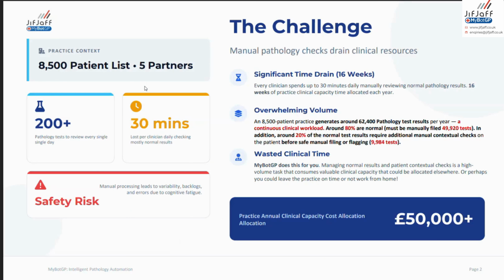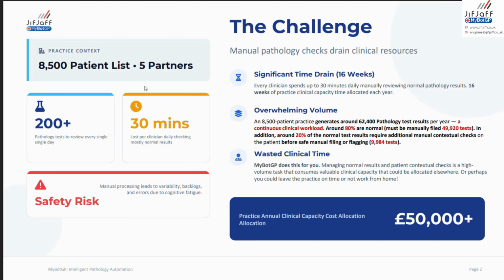So what does that mean? So the business case for this product, we do just for demonstration purposes on a list of about 8,500 patients. Okay, so just for the premise of this, the numbers here relate to a practice that has 8,500 patients. Now, on average, a list with 8,500 patients will have approximately 5 partners.